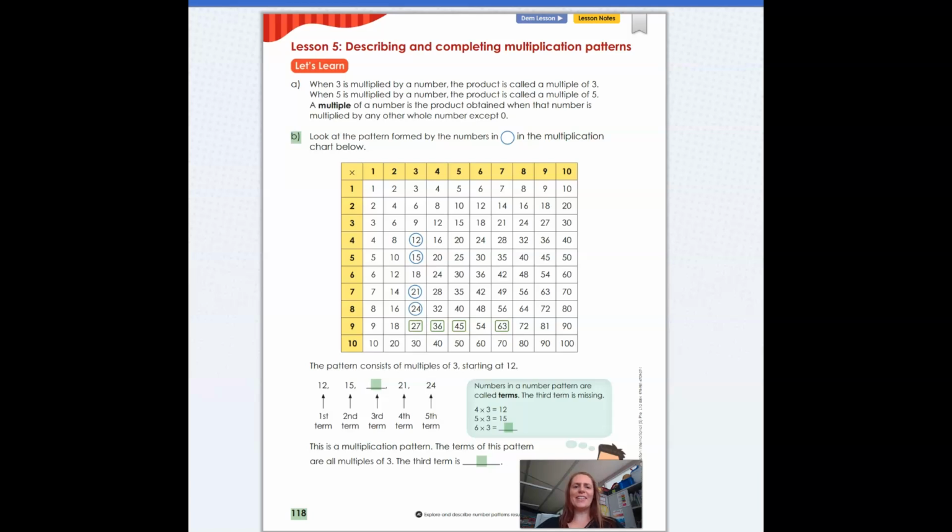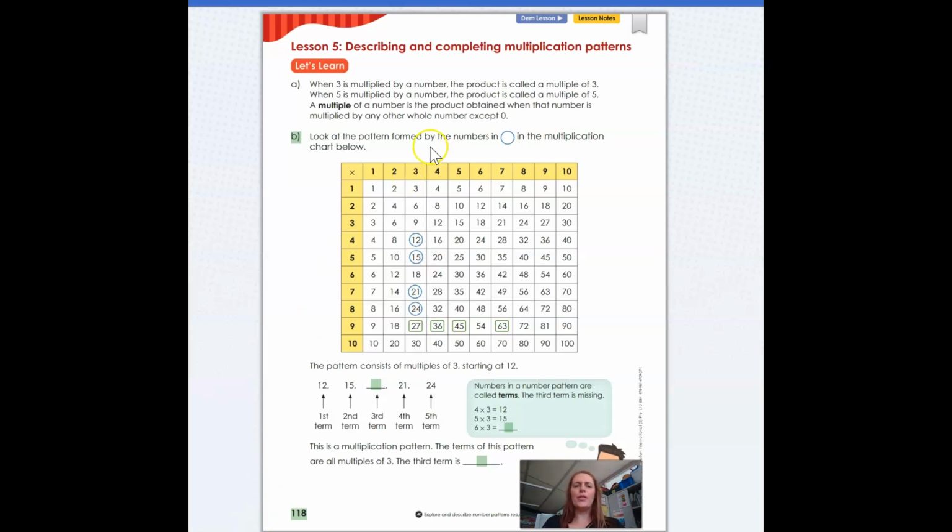Okay, let's learn together. We're going to describe and complete multiplication patterns. So A says when 3 is multiplied by a number, the product is called a multiple of 3. So if you watched the previous video, you understand already what that means. But if you didn't, let's have a look.